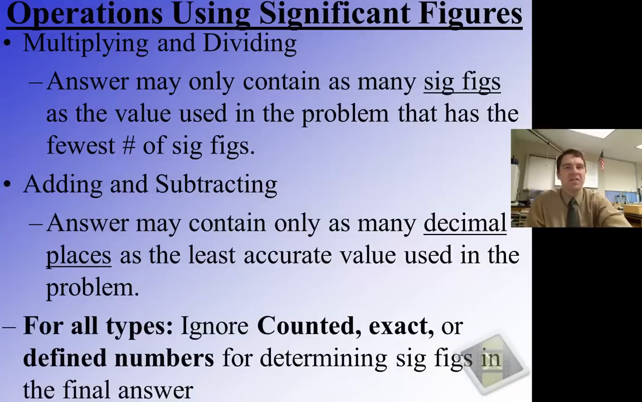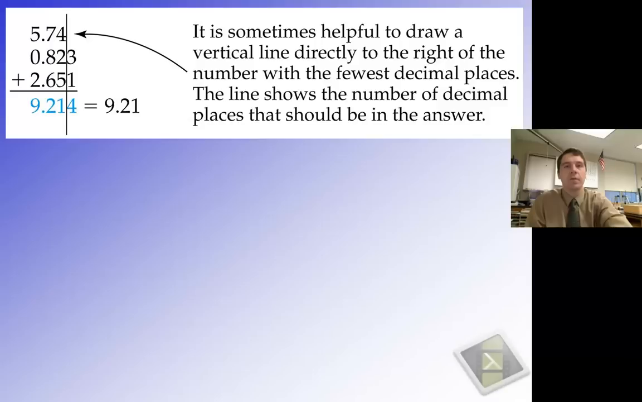The last thing to consider is the type of number. If it's an exact number or a counted number, then you're not going to consider it for sig figs. Right? They're considered to be measurements or numbers that have no uncertainty to them, and therefore we don't need to consider them for significant figure rounding purposes.